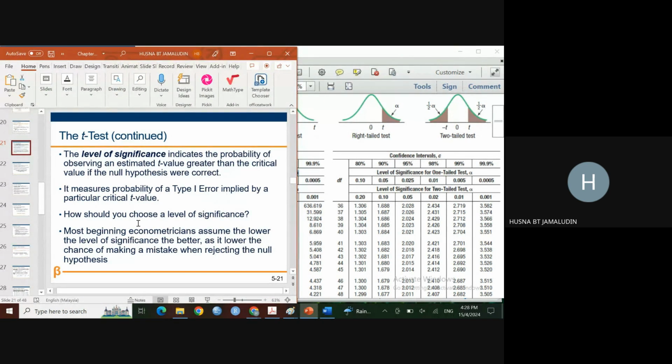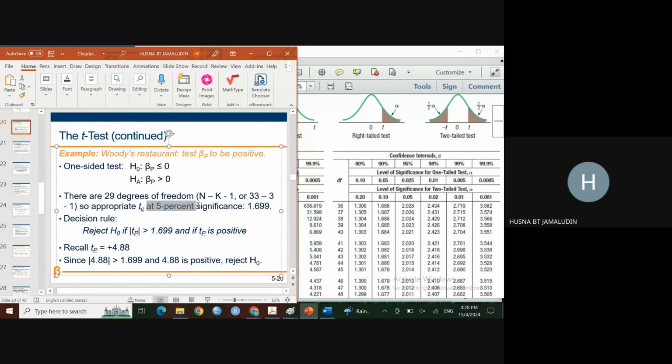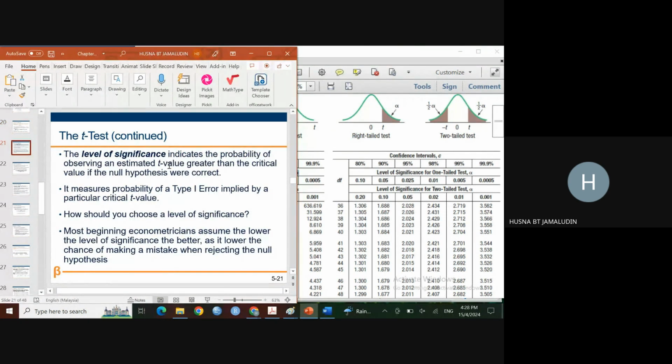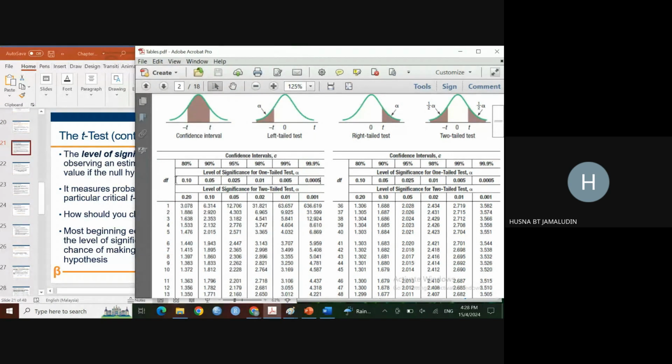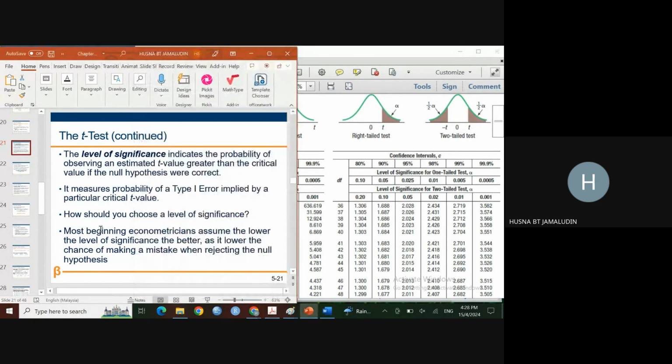How should you choose a level of significance? The example just now, you are taking a 5% significance level. But how do you know which one you want to choose? Well, you can choose whatever. You can choose 10%, 5%, 20%, 2.5%, and so on. But normally, most beginning econometricians assume the lower the level of significance, the better, because it can lower the chance of making a mistake when you reject the null hypothesis. So normally econometricians love to take this 5%.